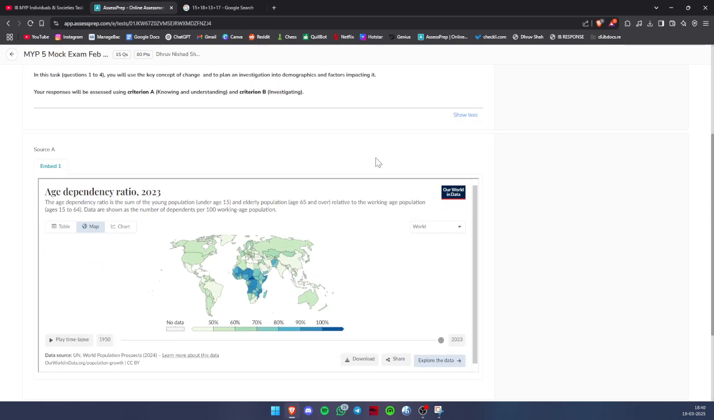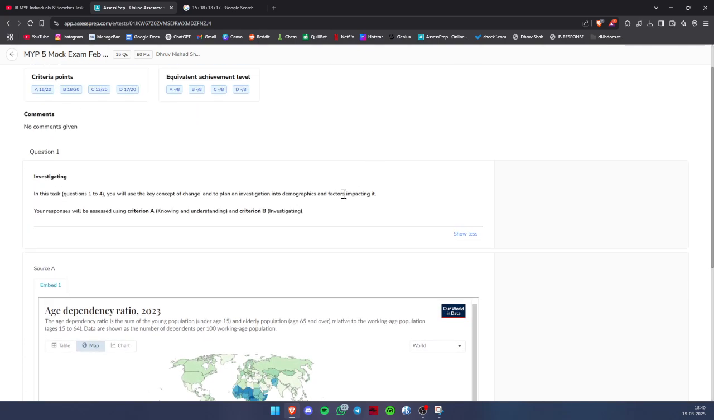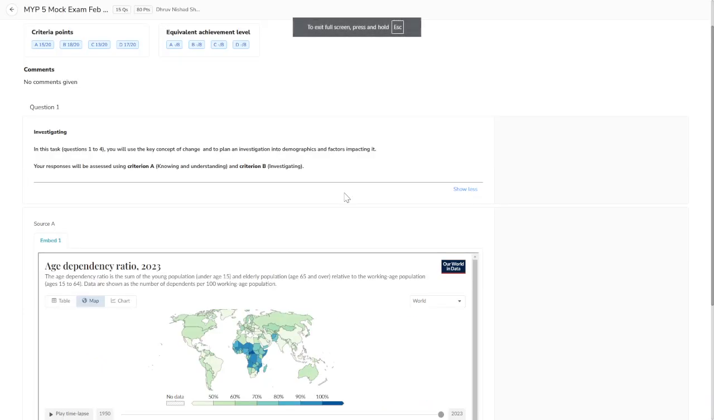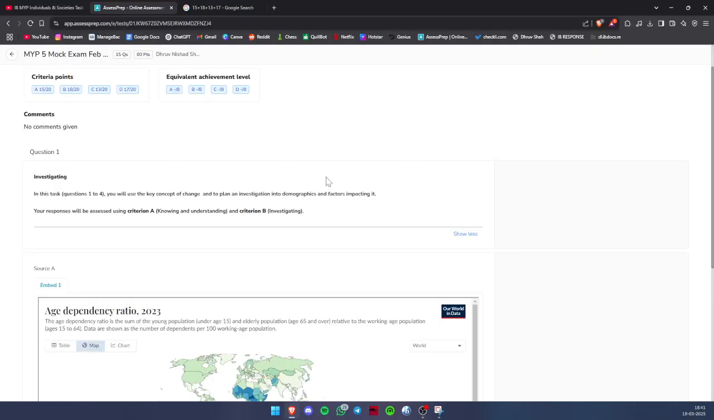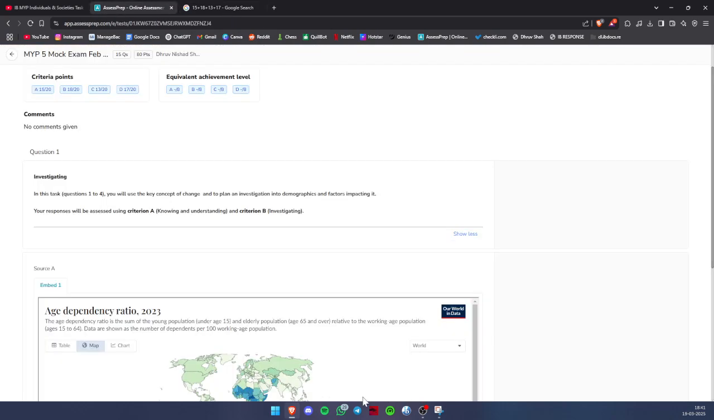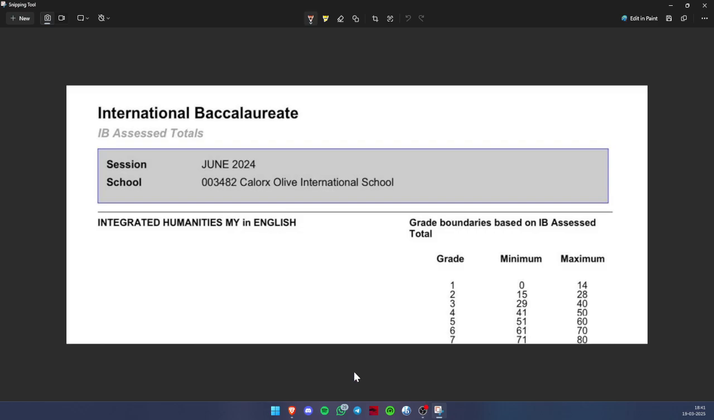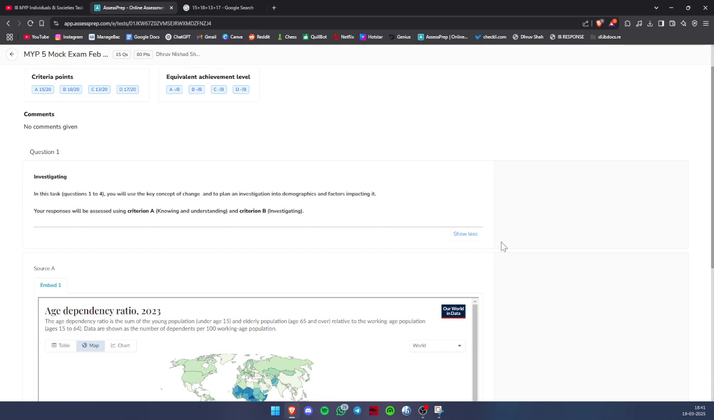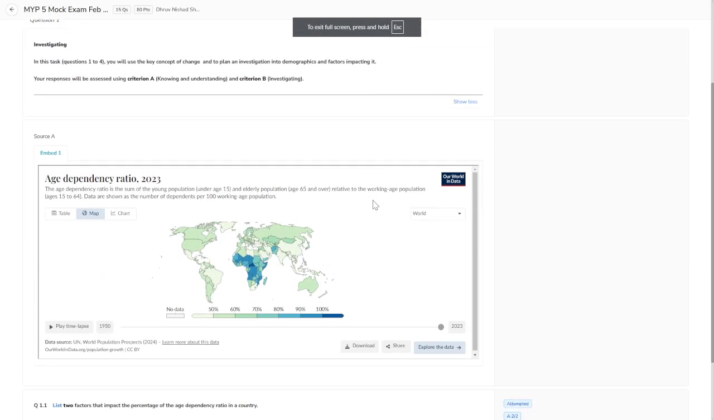First of all, it was a really hard paper, which I totally expected. So, how much did I score? These were my criteria points, and I scored extremely low in criteria C. This is a 63 out of 80, which, when put into the IB grade boundaries, reaches a 6 out of 7, and I'm obviously aiming for a 7. But yeah, this was my mock paper.